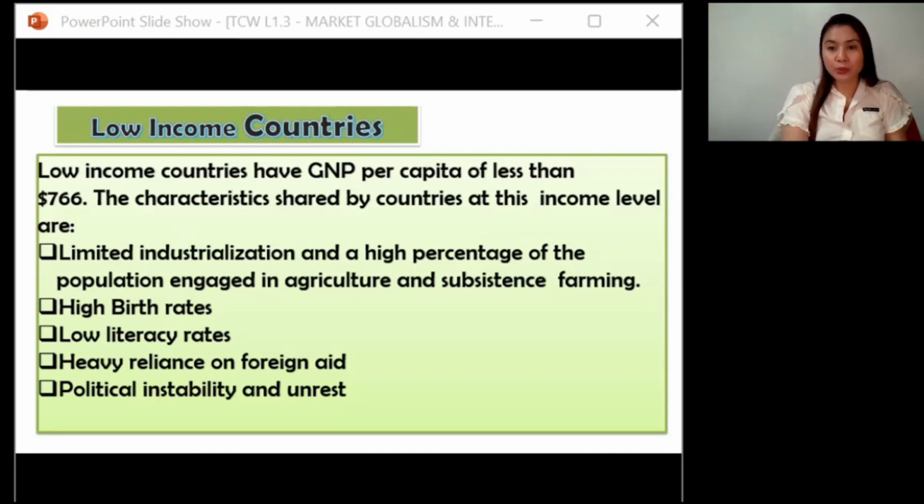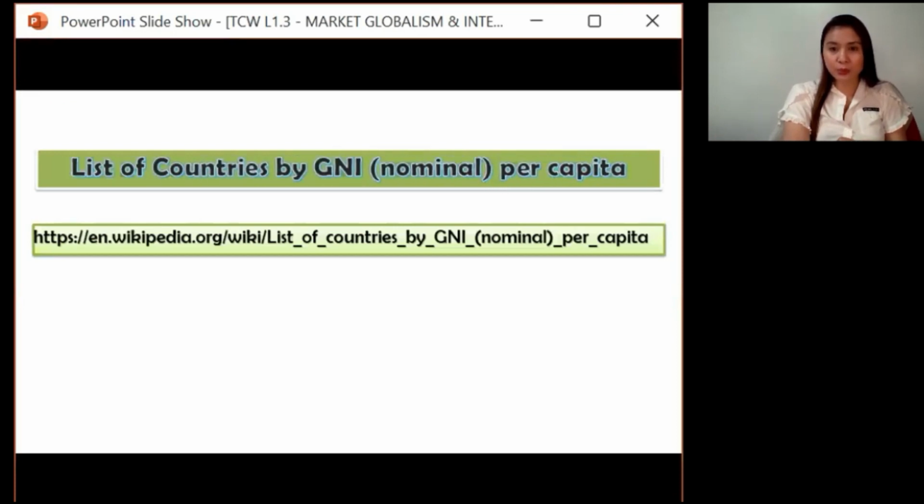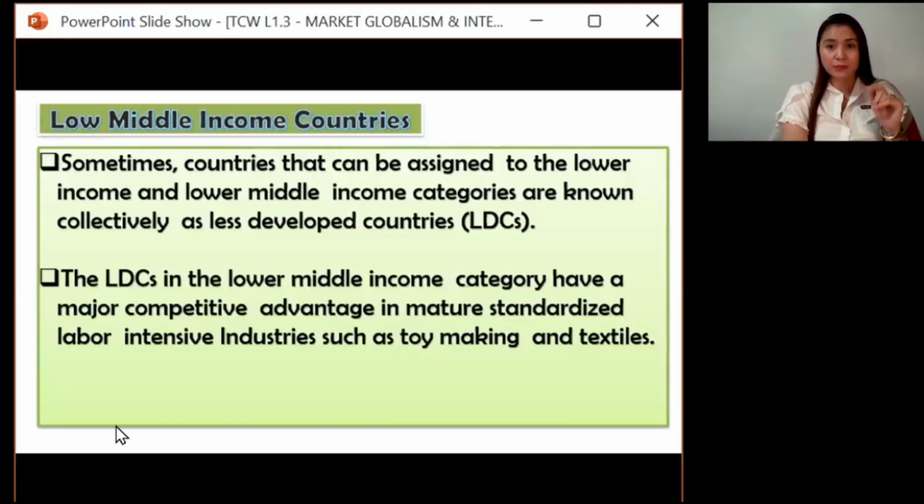Now let's move forward to the next category, which we call the lower middle income countries. According to the World Bank, these are countries that can be assigned to the lower income and also lower middle income categories, known collectively as less developed countries, or LDCs. The LDCs in the lower middle income category have a major competitive advantage in mature, standardized, labor-intensive industries such as toy making and textiles. So that is their advantage.